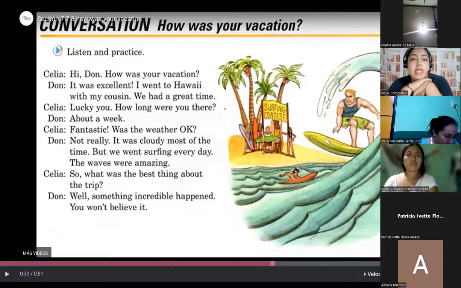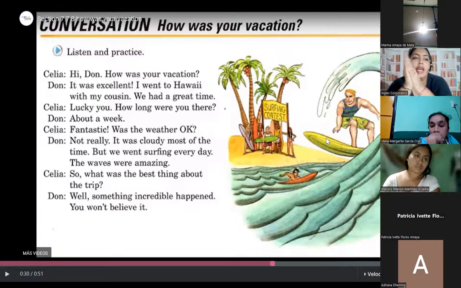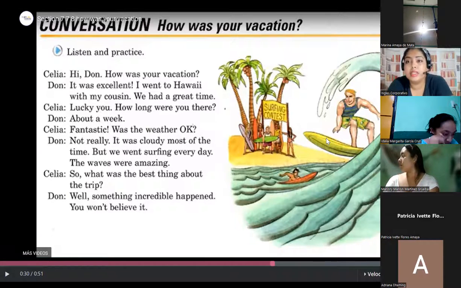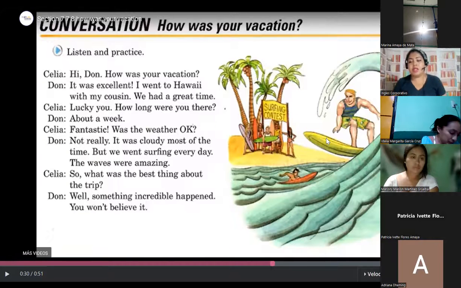Okay, here we have the conversation. And we have Celia and Don, and they are talking about the vacations and the different things that they did in that time. And how was the vacation, like in a general way? So we have Celia talking with Don, and she asked, how was your vacation? At the beginning of the conversation, we hear that the person that is presenting the video and the conversation is saying that we need to find the different verbs to be in past.